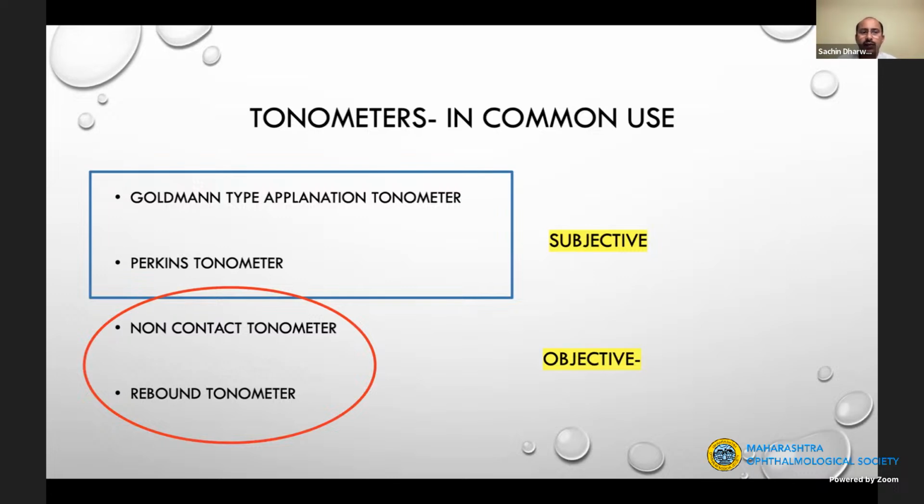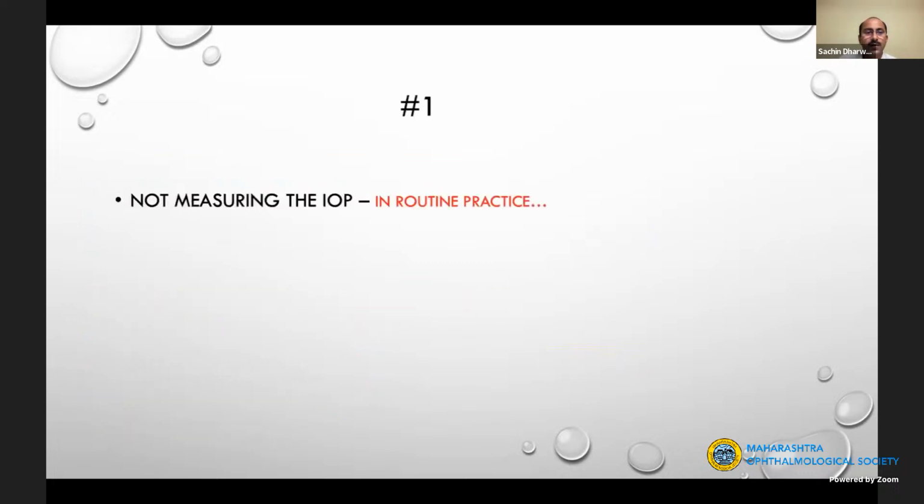Important thing that we should know is that the Goldman and the Perkins have a subjective element to their measurement, whereas the non-contact tonometer, that is the NCT, and the rebound tonometers basically have more objectivity to it, which can be collated in case we have doubt with the previous 2 measurements.